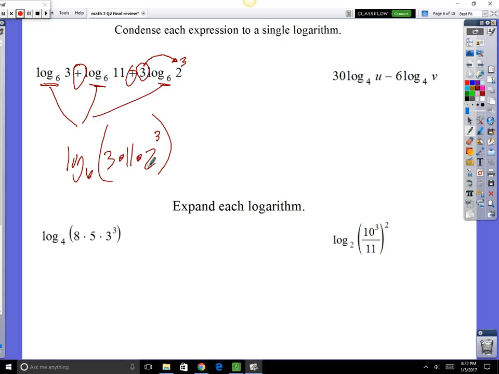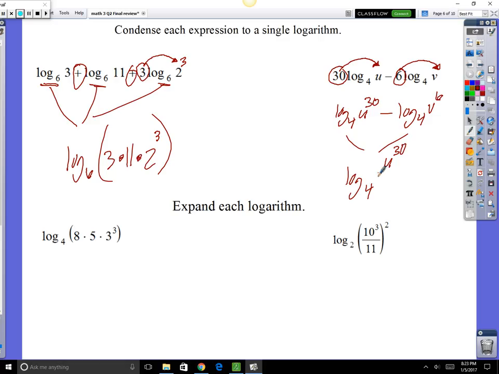Leave it just like that. Don't times those up. Okay, this one, anytime you got a number out front, take it. That is the exponent of the u. This 6 is the exponent of the v. So it should be log base 4 of u to the 30, subtract log base 4 of v to the 6. And subtract is linked with division. So turn these 2 logs into one log. It's going to be log base 4 of u to the 30 divided by v to the 6. And leave it just like that.